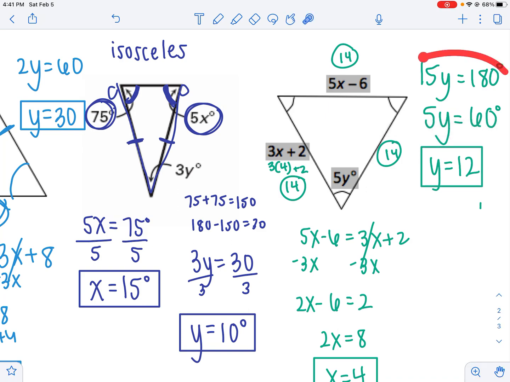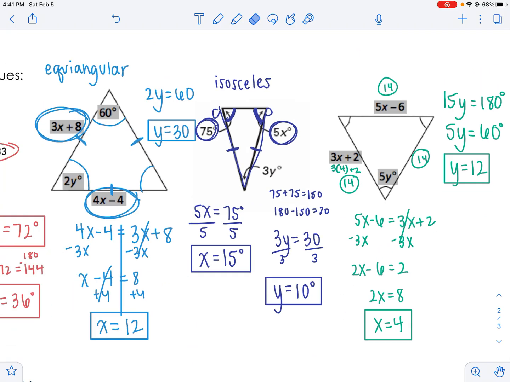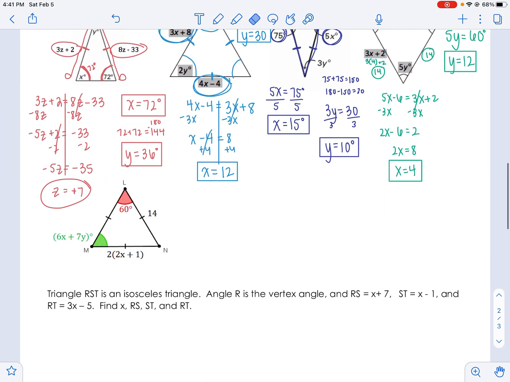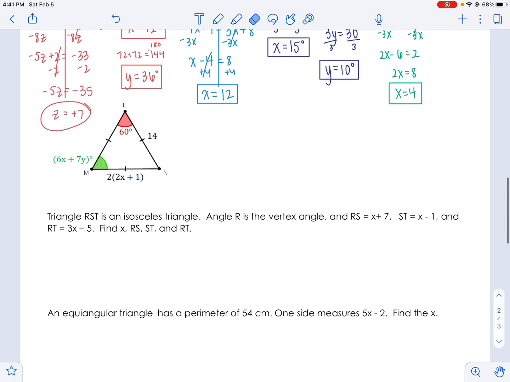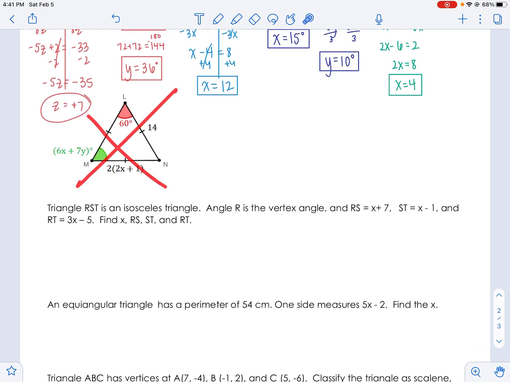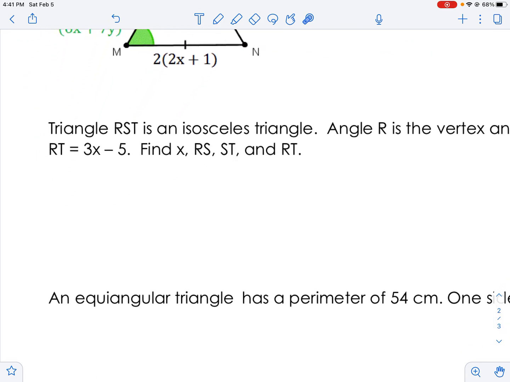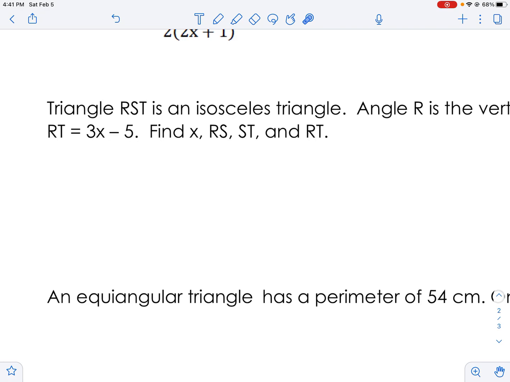Some people like to use this 180 rule. Some people like to remember that they all equal 60. I prefer this one because I'd rather work with smaller numbers than bigger numbers. And that's how we solve these triangles. So let's take a look at this one right here. We're going to skip this example and go straight to this word problem. Okay, it says triangle RST is an isosceles triangle. So I'm going to go ahead and draw an isosceles triangle.